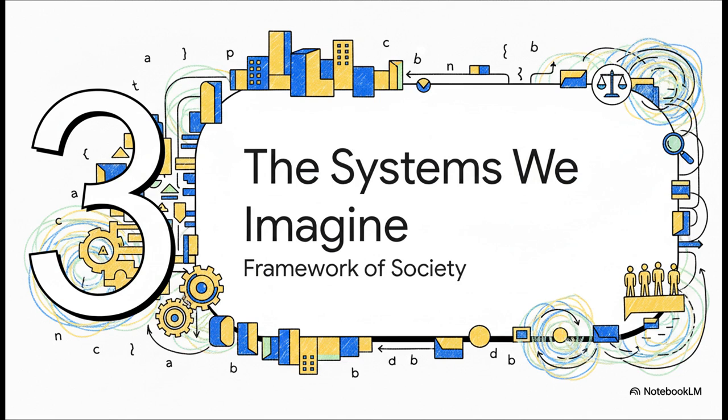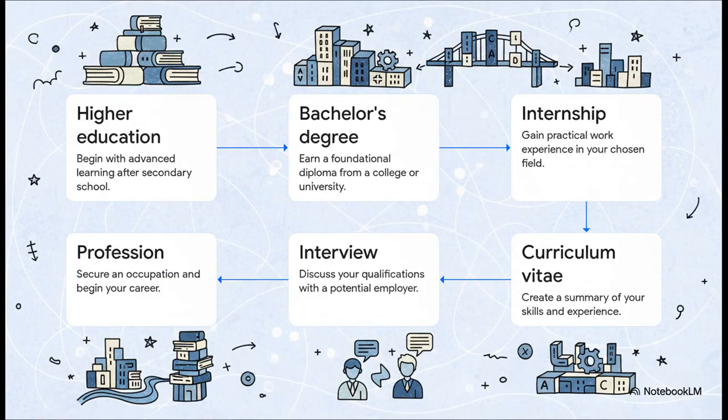I'm talking about the systems, education, the economy, politics, that literally frame our entire society. Think about something like getting a job. We've basically created a map for that process, entirely out of words, right? We say you need higher education to get a bachelor's degree, which leads to an internship. You write up a curriculum vitae, you go for an interview, and hopefully you land a profession. Every single one of those steps is just a concept, a word that guides us on our journey.